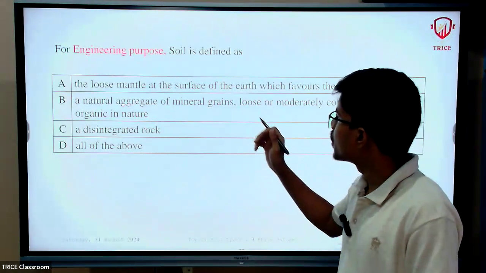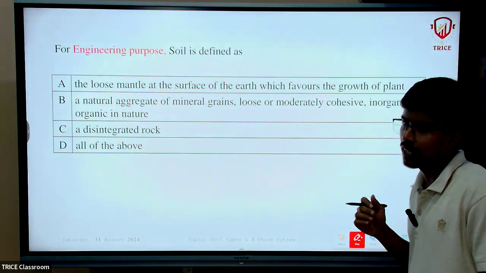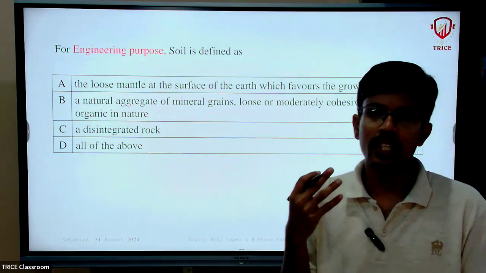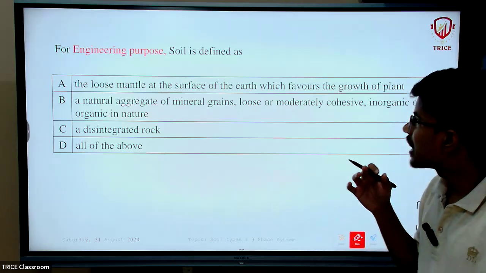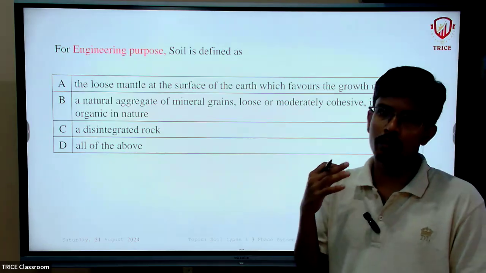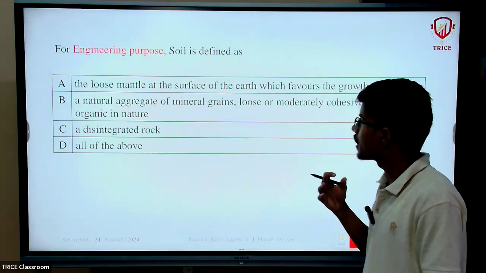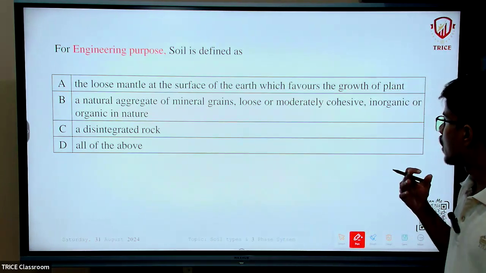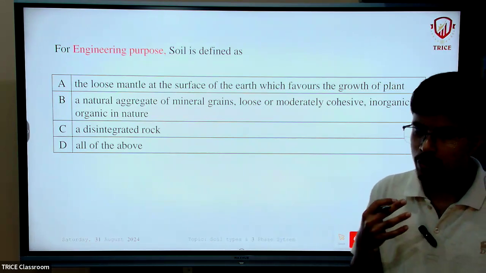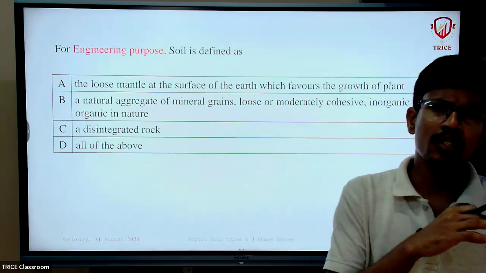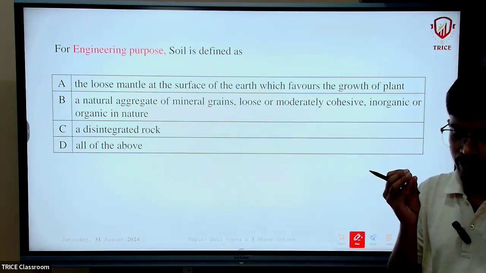Soil is a loose mantle at the surface of the earth which favors the growth of plants. That statement is from the agricultural point of view. For engineering purposes, we deal with the application of principles. So it is a natural aggregate of mineral grains, loose or moderately cohesive, inorganic or organic in nature. In the engineering point of view, we deal with the minerals, the grains, the individual particles, and the mineral content.